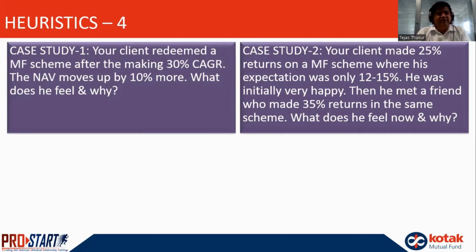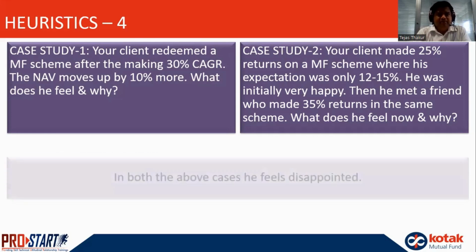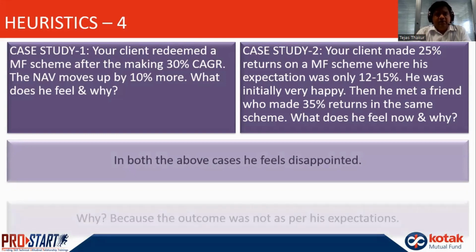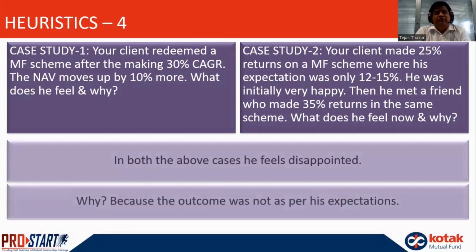So in the first case, he redeemed after making good profit, and from there it went still up by 10%. In the second case, he made 25% profit when he was expecting only 12% profit, and he was very happy initially. But later on, he found out about a friend who made 35% on the same scheme. In both the above cases, he feels disappointed. Why? Because the outcome was not as per his or her expectations.